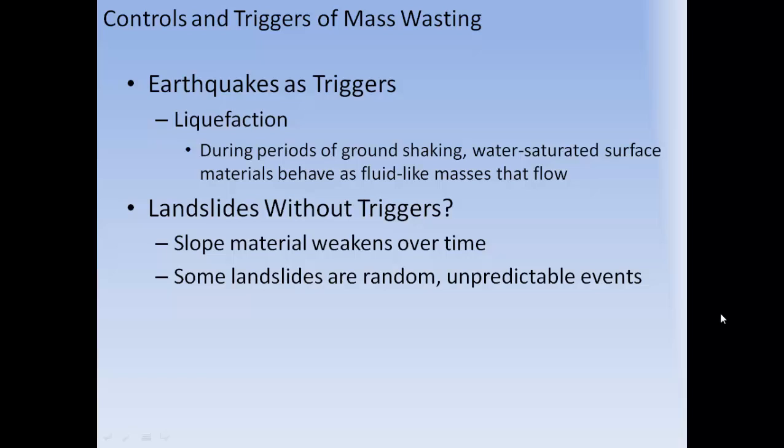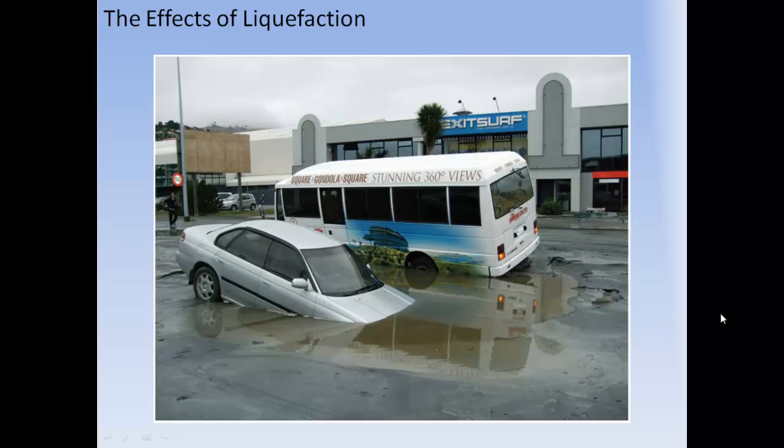Liquefaction. During periods of ground shaking, water-saturated surface materials behave like fluid masses that flow. So the ground surface turns to liquid and flows. Landslides without triggers. Slope material weakens over time. Some landslides are just random, unpredictable events.